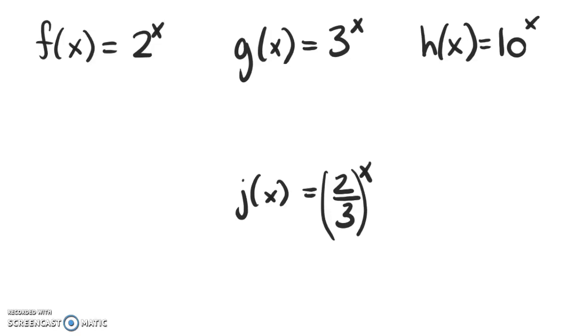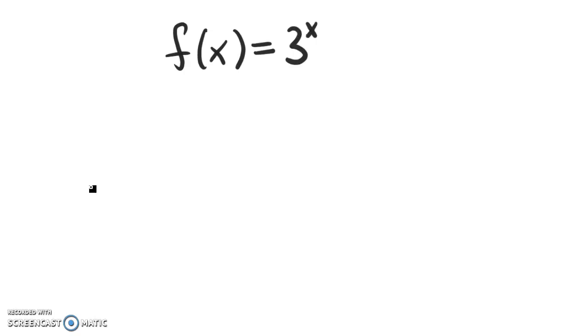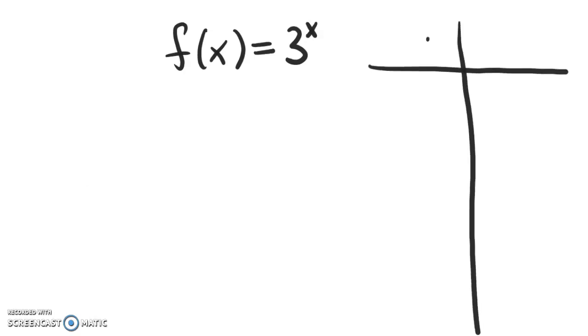Exponential functions share some characteristics, and what we're going to do is take a look at the graph. I'm going to look at one of those functions. I think I called it g of x, but let's just call it f of x is equal to 3 to the x power. And we're going to create ourselves a table, and then from that table of points, we can graph the function.